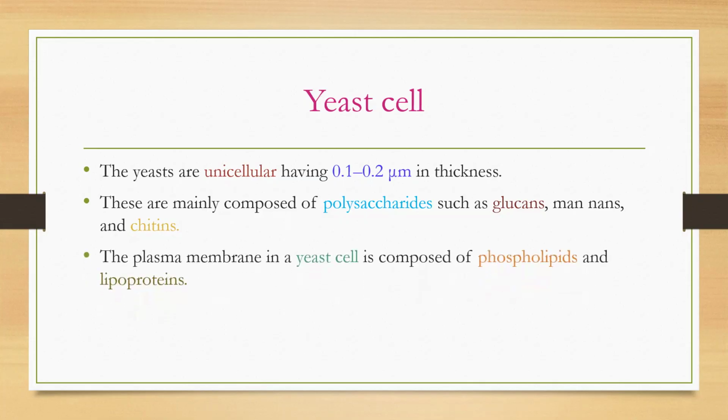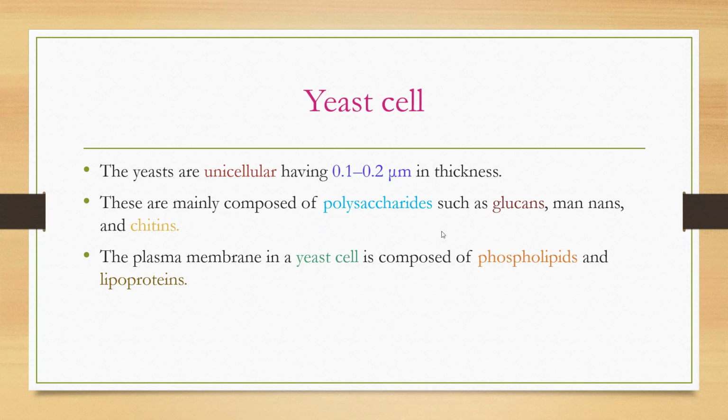the plasma membrane in the yeast cell is composed of phospholipids and lipoproteins. Okay, these two are very important. First one is phospholipids, second one is lipoproteins. What is meant by phospholipids? Phospholipid synthesis in yeast is a complex process that is regulated by genetic and biochemical mechanisms. Okay, this is the regulation of phospholipid synthesis.